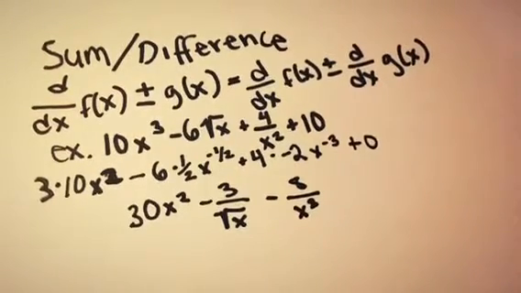The sum/difference rule is d over dx of f of x plus or minus g of x equals d over dx of f of x plus or minus d over dx of g of x.